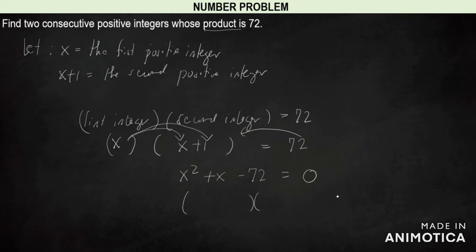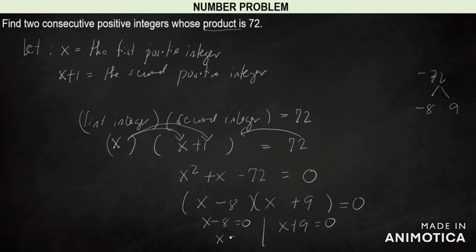Then, obviously, this quadratic equation can be solved using factoring. So we have x, the factors of x squared are x and x. And what are the factors of negative 72 which, when added, the sum is equal to 1? So we have negative 8 and positive 9. Negative 8 times 9 is negative 72, and negative 8 plus 9 is equal to positive 1. Then we apply the zero product property. We have x minus 8 equals 0, and x plus 9 equals 0. So we have x is equal to 8 or x is equal to negative 9.